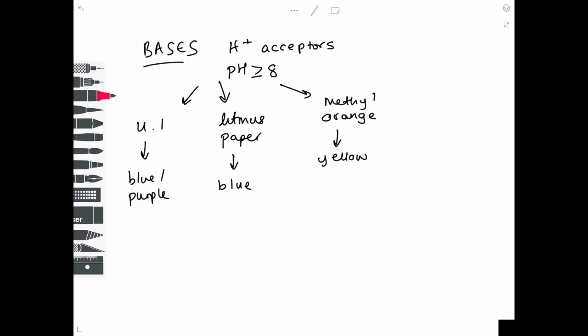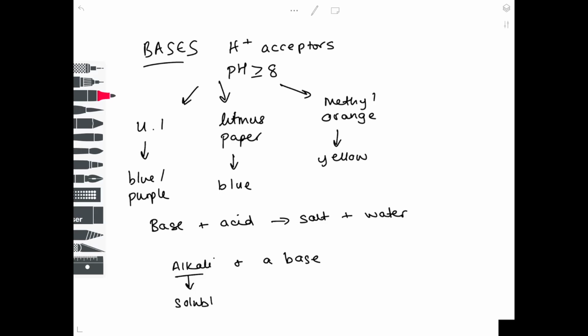Now, in terms of their reactions, you need to remember that a base reacts with an acid to form a salt plus water. And lastly, notice the difference between an alkali and a base. Really, the only difference here is that an alkali is a soluble base. So if we do a little Venn diagram, you'll find that all alkalis are bases, but not all bases are alkalis.